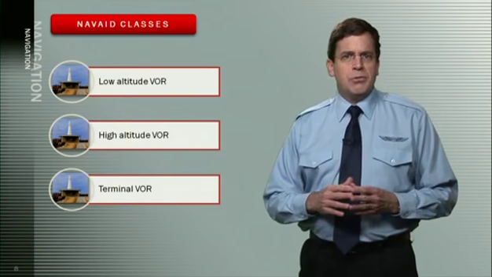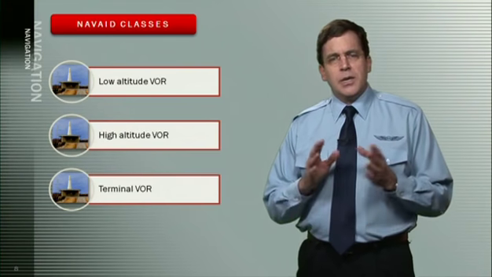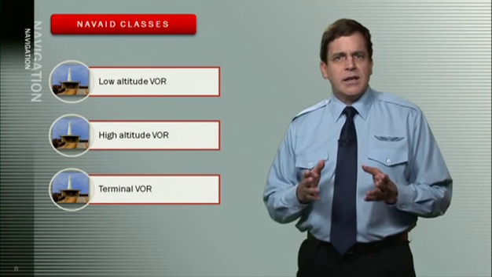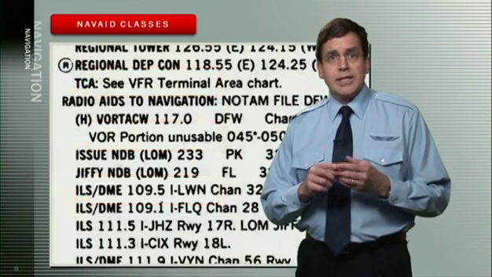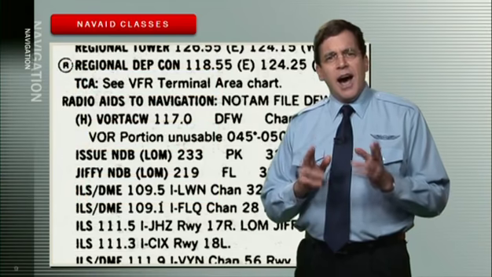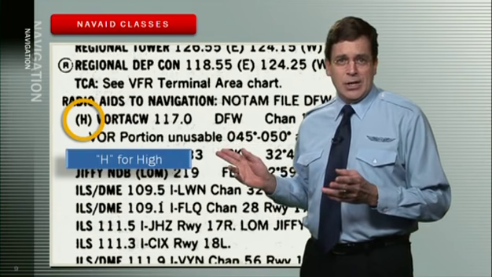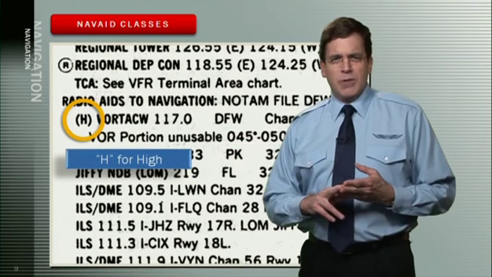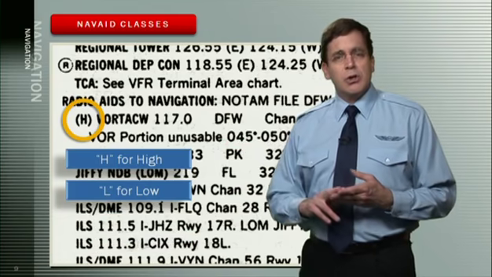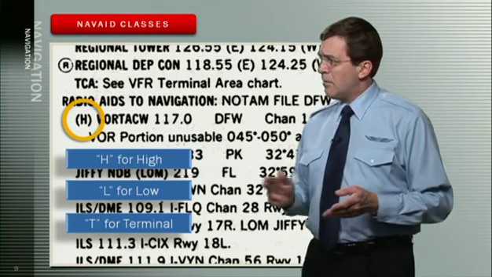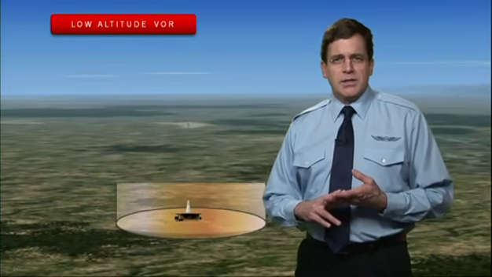There are many approved charts and publications showing VOR classes. You can identify a VOR class by the markings that we're going to show you here. Let's take a look at some examples. The high altitude VOR is identified by a capital H. The low altitude VOR is indicated by an L next to it, and the terminal VOR is indicated by the letter T. So let's start with low altitude VORs.